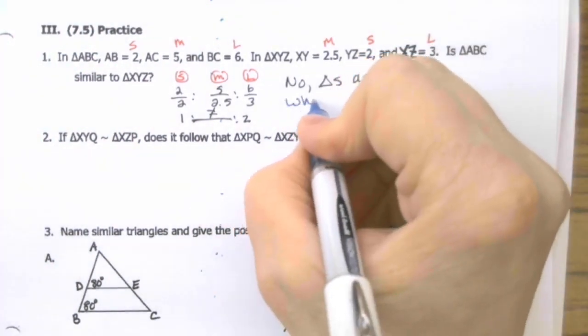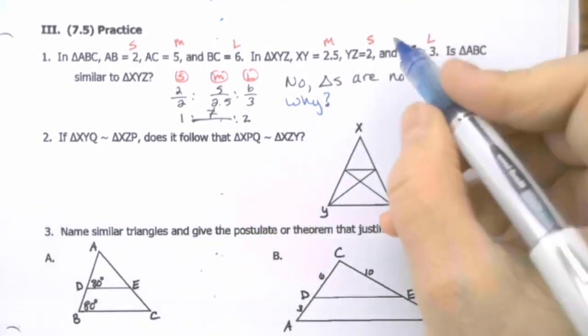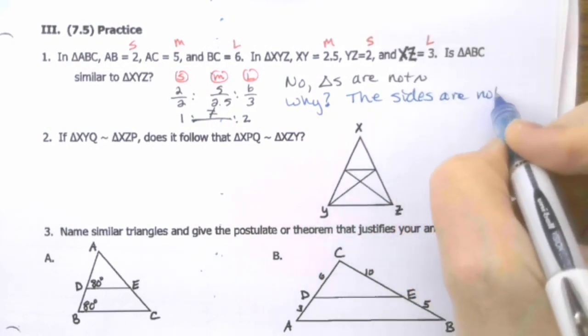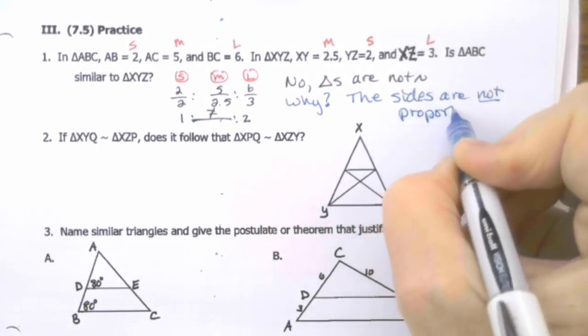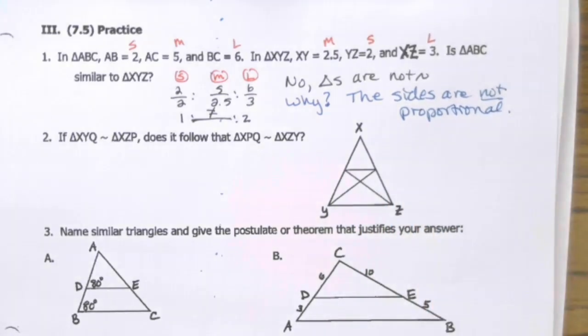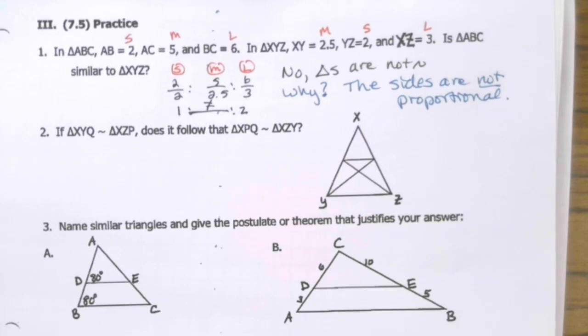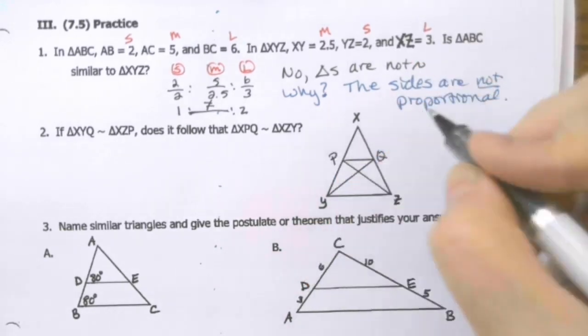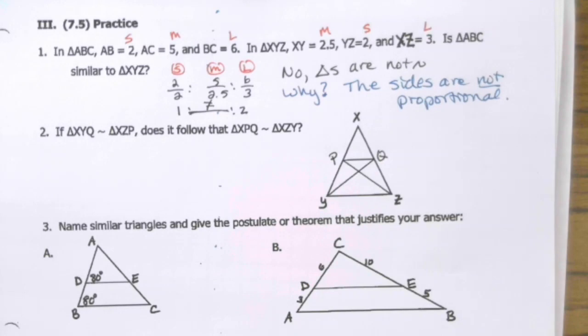If we were asked to give a reason why, we would say the sides are not proportional. Be sure you use the word proportional. We're not talking equal, we're talking proportions. Okay, number 2, XYQ. And I left off the Q. The Q is here, the P is here. If XYQ is similar to XZP, does it follow that XPQ is similar to XZY?